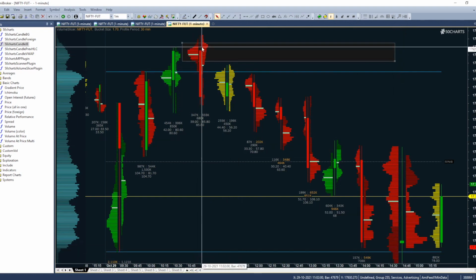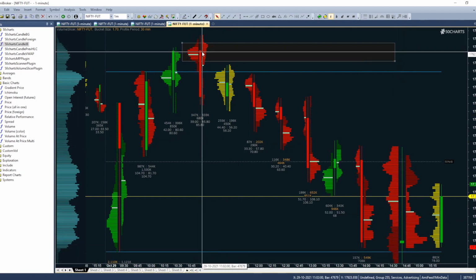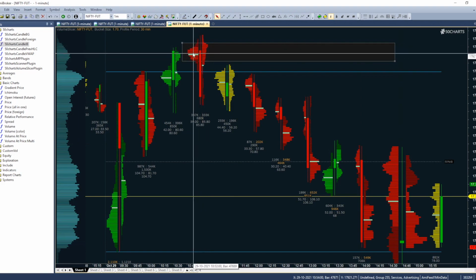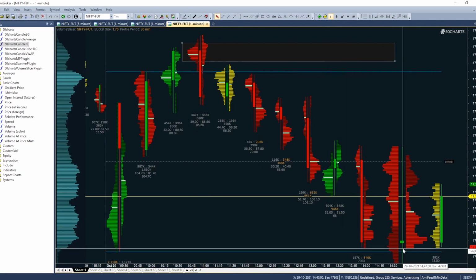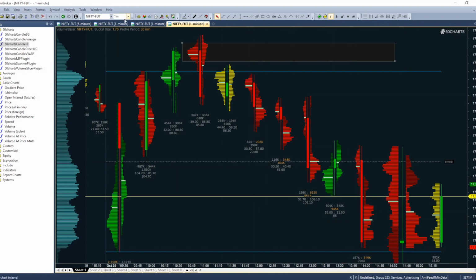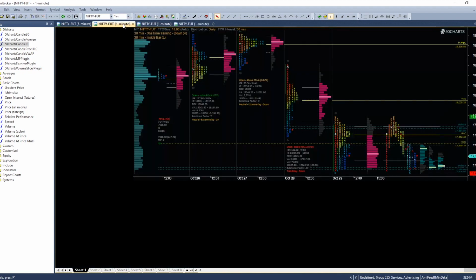So that's how we find there are several setups like this. In this case, this is a trapped buyer. The buyers were trapped, and then it moved to the other end. So there are different strategies or setups which can be used to identify what is happening and what is supposed to happen within this day.